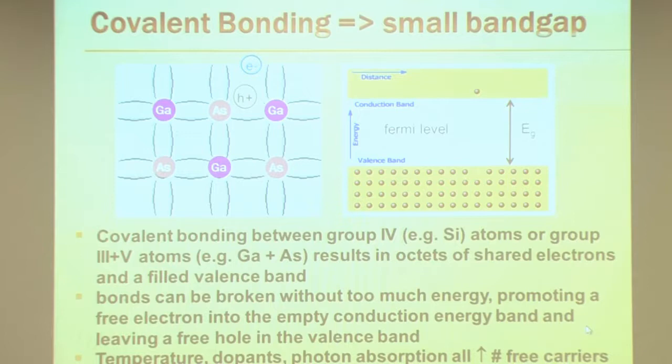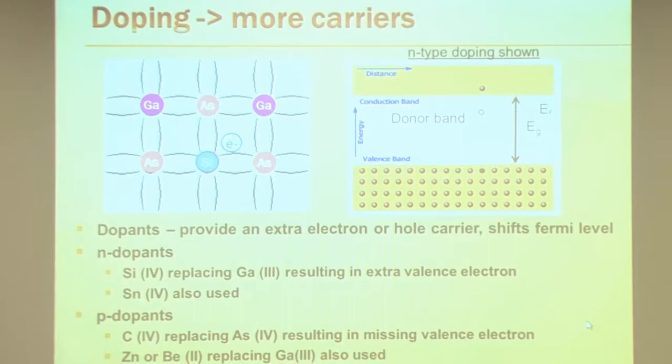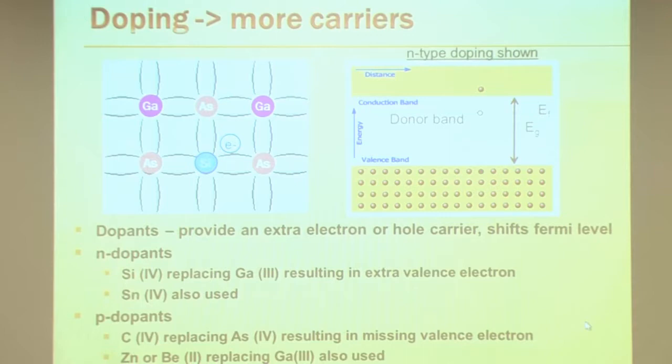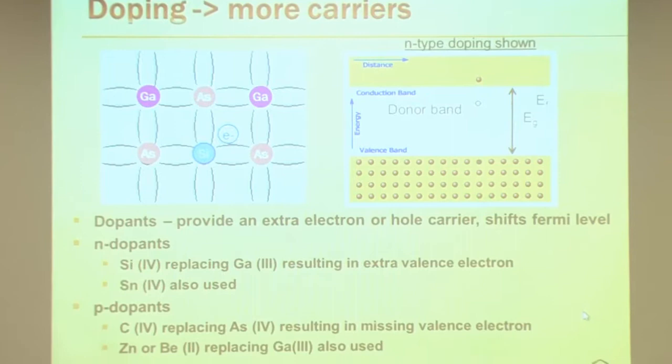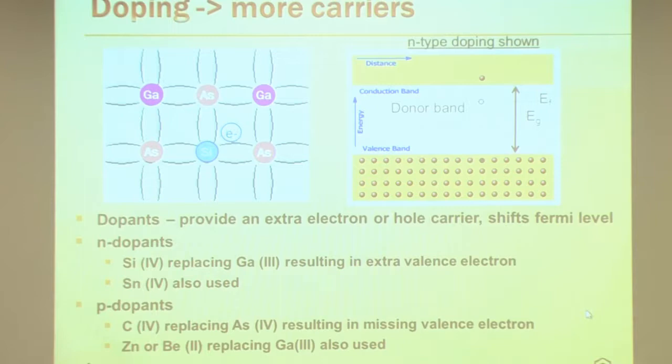Temperature, dopants, and photon absorption are all going to change the number of free carriers that we have moving around, electrons in the conduction band and holes in the valence band. We can add dopants to add additional free carriers. In 3-5s, there are different ways of going about doing it. If we put a group 4 atom on a group 3 site, we'll have an extra valence electron. And this is what I'm showing here in N-type conduction. The donors sit in a mid-gap state, and with a small amount of energy we can release that electron into the conduction band, leaving behind a fixed charge donor atom.